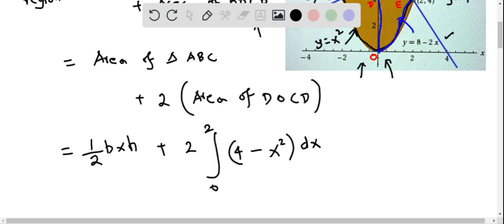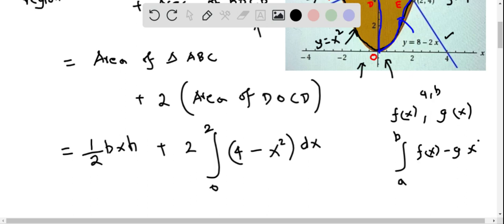Remember that for the area between two curves, suppose we have the top curve as f of x and the bottom curve as g of x, and these two curves are defined in the region a comma b, then the formula to determine the area between the curves is the integral from a to b of f of x minus g of x.